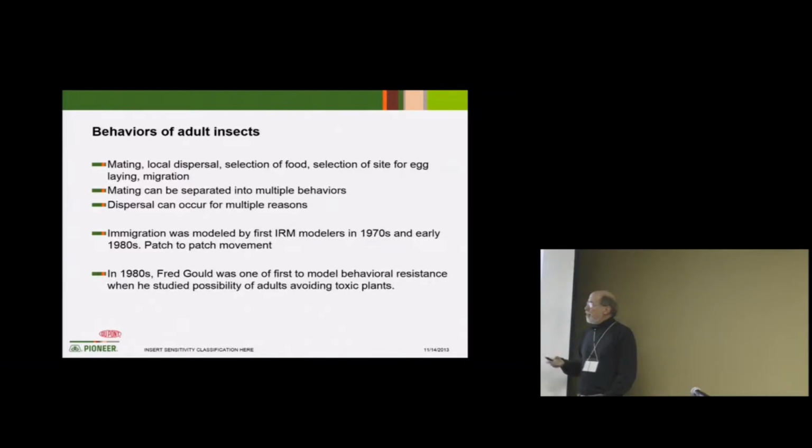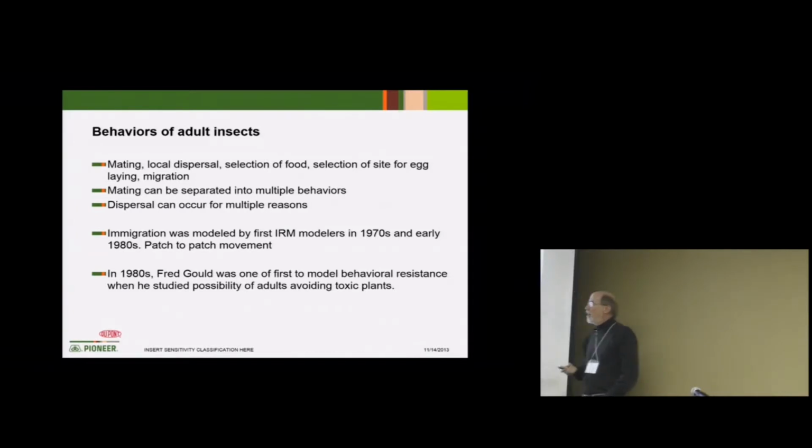Behaviors of adults cover everything from mating, local dispersal, selection of food, selection of site for egg laying, to migration. All those can be important. Obviously mating. In the old days, 2 years ago, I considered mating to be just a simple thing. I mean, it was just mating. What else was there? But you can break it down into sub-behaviors. Is there some movement before mating? Which sex moves? Do they both move or just one? I'm not an expert on mating, so I have a lot to learn.